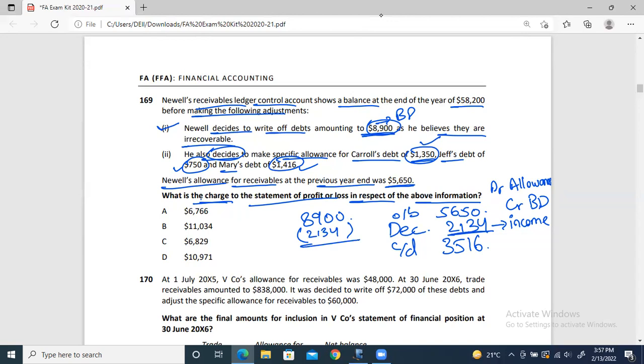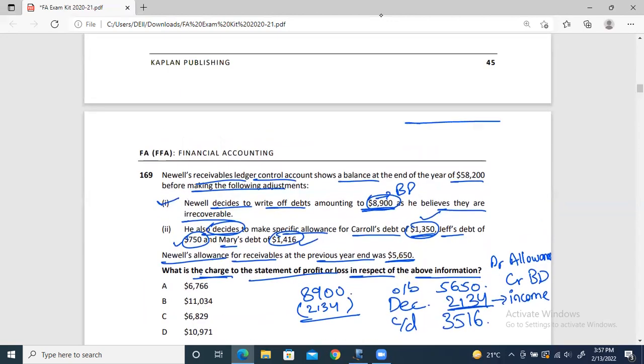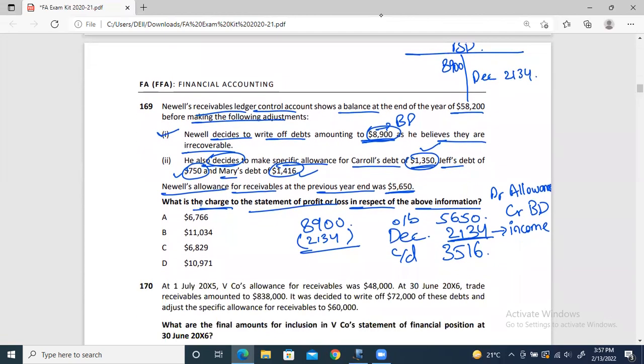The same thing is happening if I make a bad debt T account. This is bad debt, right? So the amount written off will be written over here. These are the bad debts, and the decrease in allowance is written on this side, 2134. So the same thing is happening, it's being minused over here. 8900 minus 2134 gives us the figure of 6766. So this is the correct answer, which is option A, 6766.